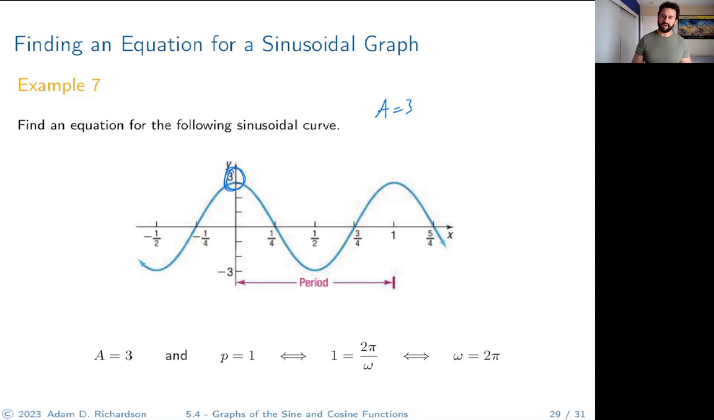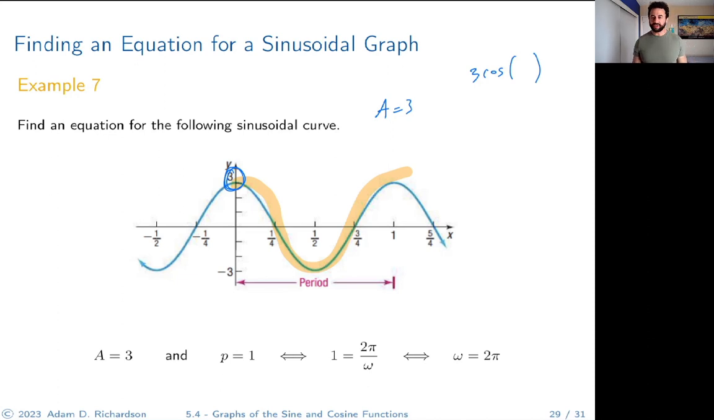It looks like it's going to be +3 because roughly speaking, this looks like a cosine curve. It looks like a cosine curve because it's starting at the max, going down to the min, and then back up to the max. So it's probably going to be cosine. It's going to be 3 cosine something.